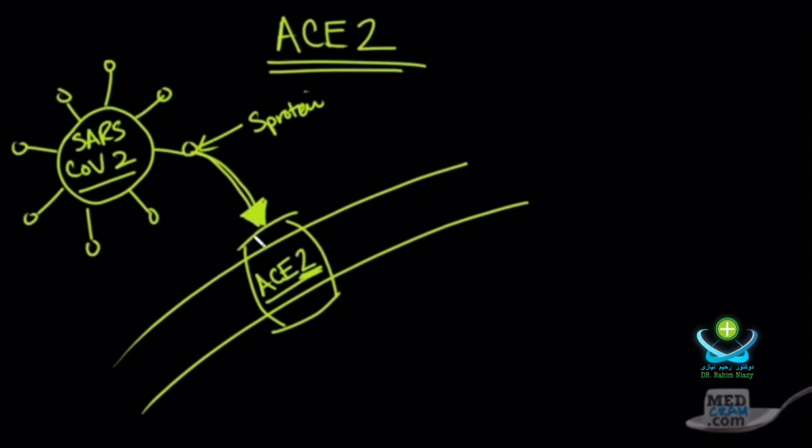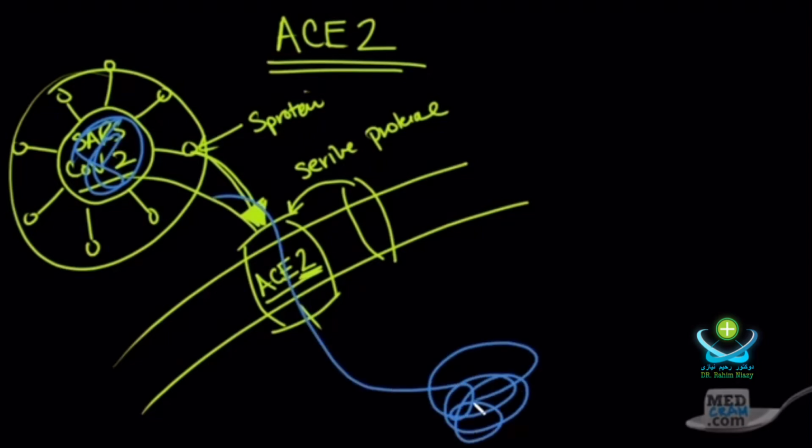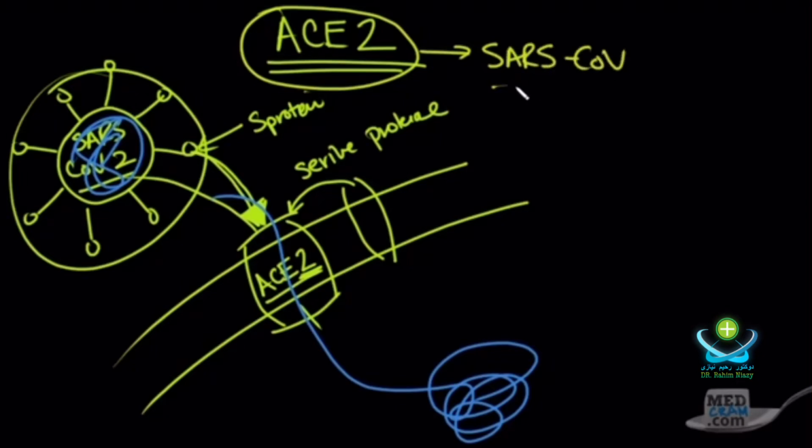And then there's another protein called a serine protease, which is also here in the membrane, which helps to internalize this virus into the cell, and it allows the messenger RNA, which is in here, to come in and infect the cell. The key here, though, is this protein that is on the side of the cell is ACE-2, and it's exactly the same protein that was the receptor for the SARS-CoV virus that was back in 2002.